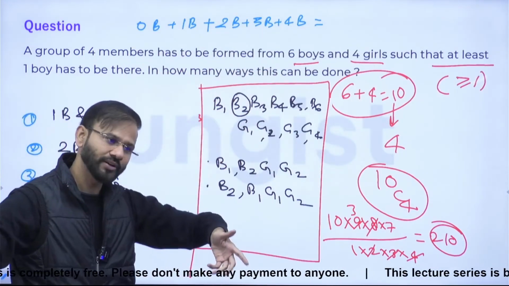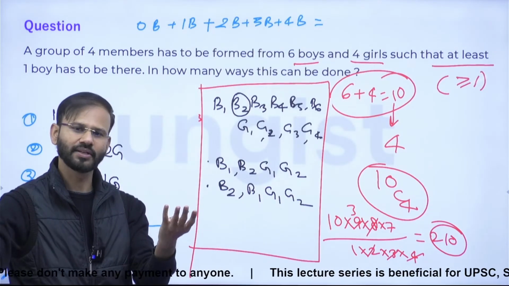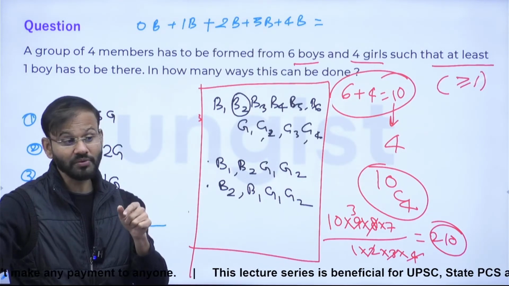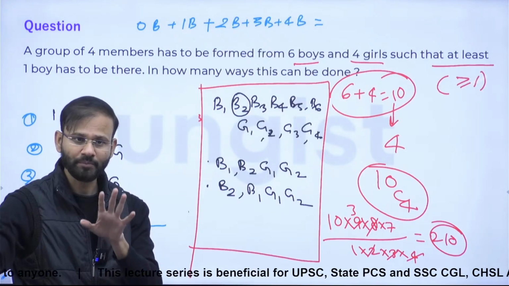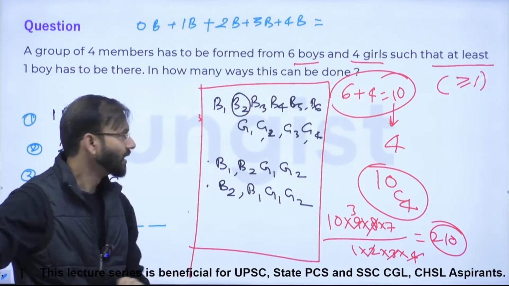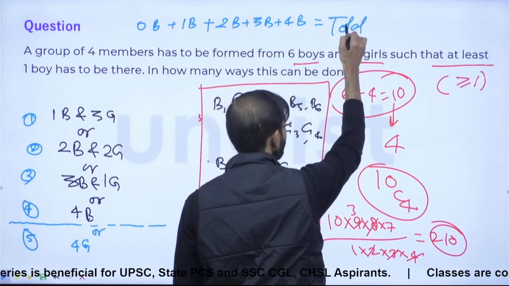Either we can get 0 boys, or 1 boy, or 2 boys, or 3 boys, or 4 boys. Correct? The question is talking about at least 1. Guys, the question is saying at least 1. And this is the total cases. These are the total possible cases.